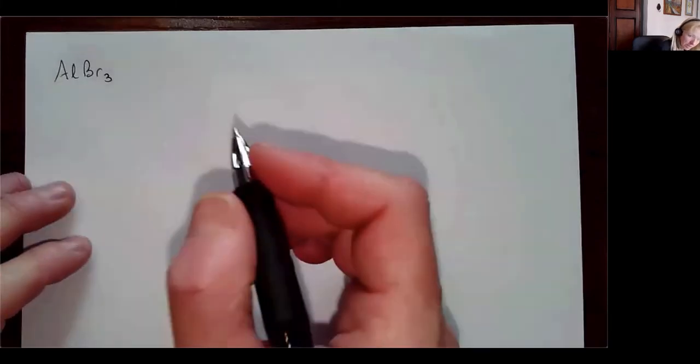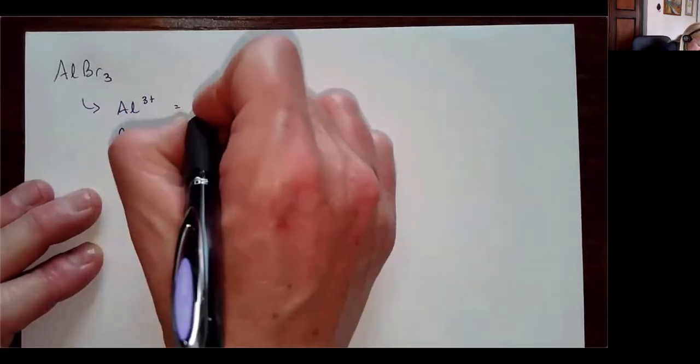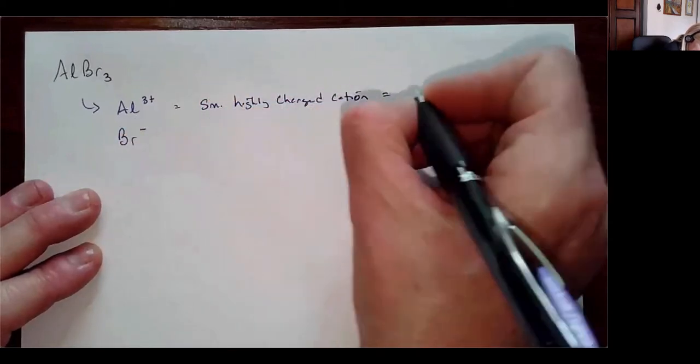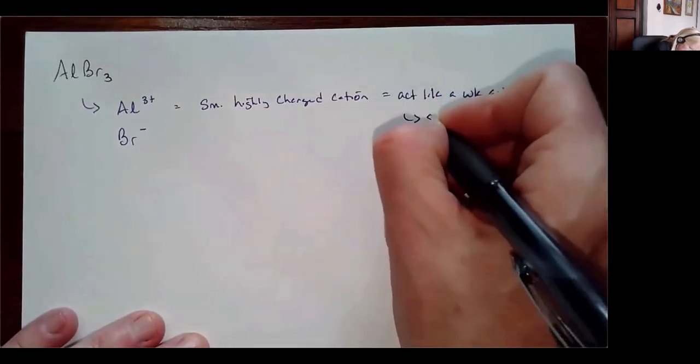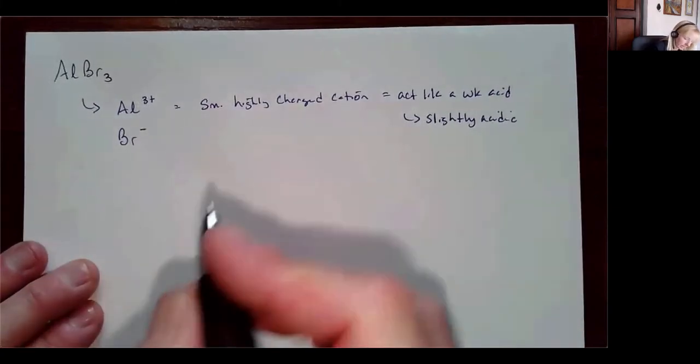Let's do one more page of examples, because I think these are a little bit hard to think about. So aluminum bromide, and I dissolve that in water. First off, I'm going to look at my ions. So I'm going to have aluminum ions, and I'm going to have bromine ions. And so aluminum ions, this is a small, highly charged cation, which is going to act slightly like a weak acid. So it's going to make it slightly acidic. Aluminum is small, and having lost 3 electrons is going to make it highly charged.